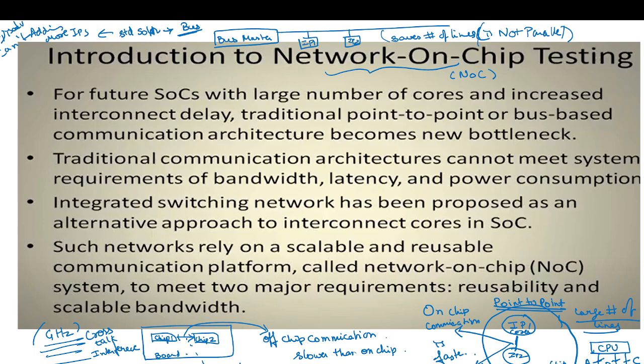For future SoCs with a large number of cores and increased interconnect delay, traditional point-to-point or bus-based communication architectures become a new bottleneck. Traditional communication architectures can't meet system requirements of bandwidth, latency, and power consumption. Integrated switching networks have been proposed as an alternate approach to interconnect cores in an SoC. Such networks rely on a scalable and reusable communication platform called NoC, network on chip, to meet two major requirements, reusability and scalable bandwidth.